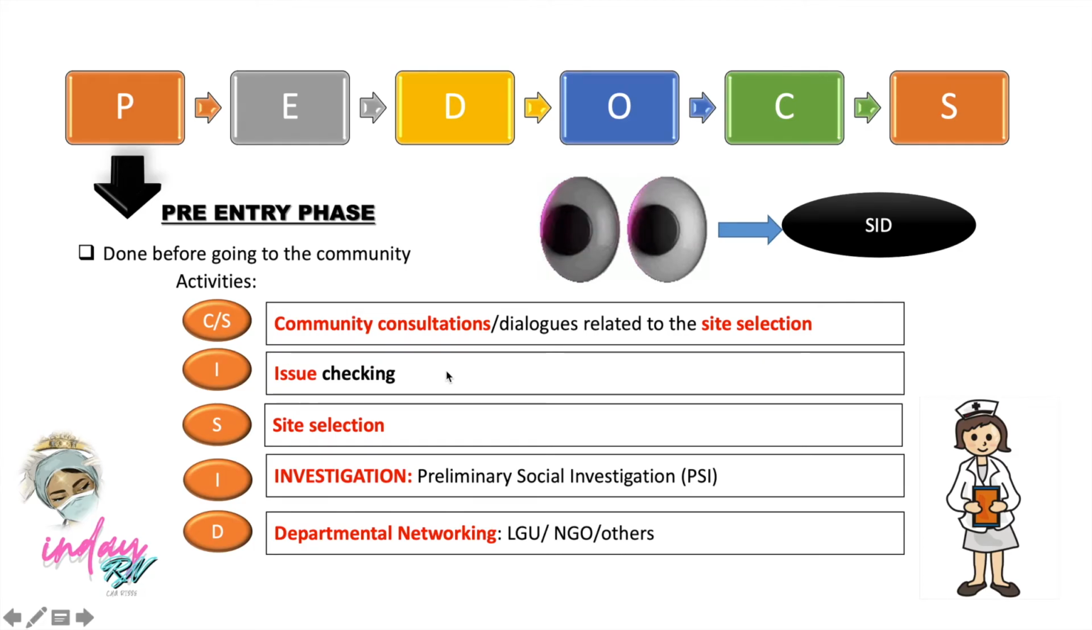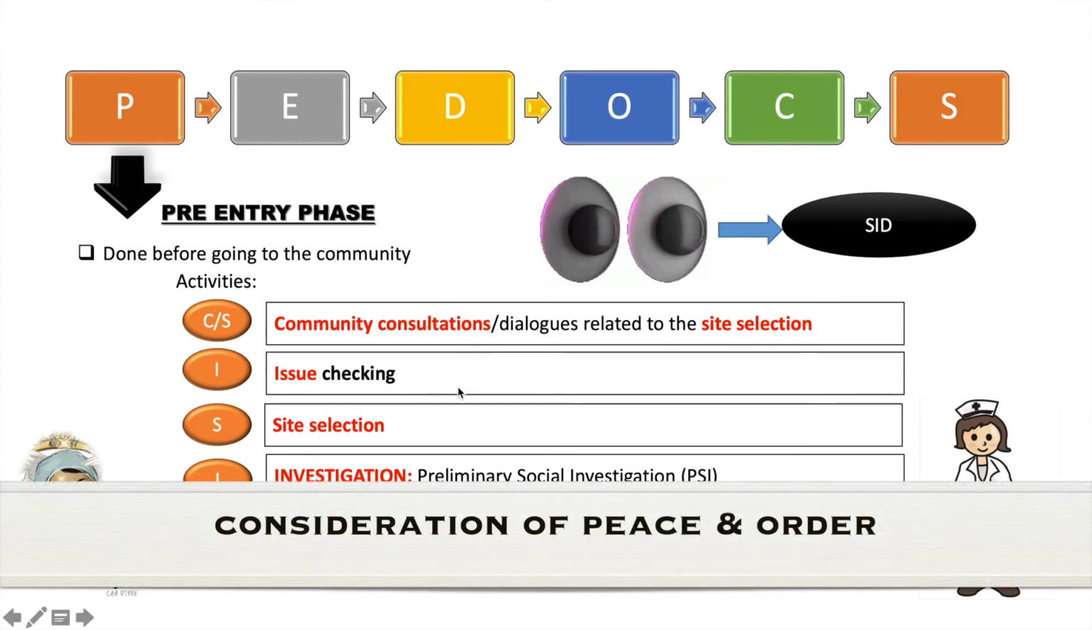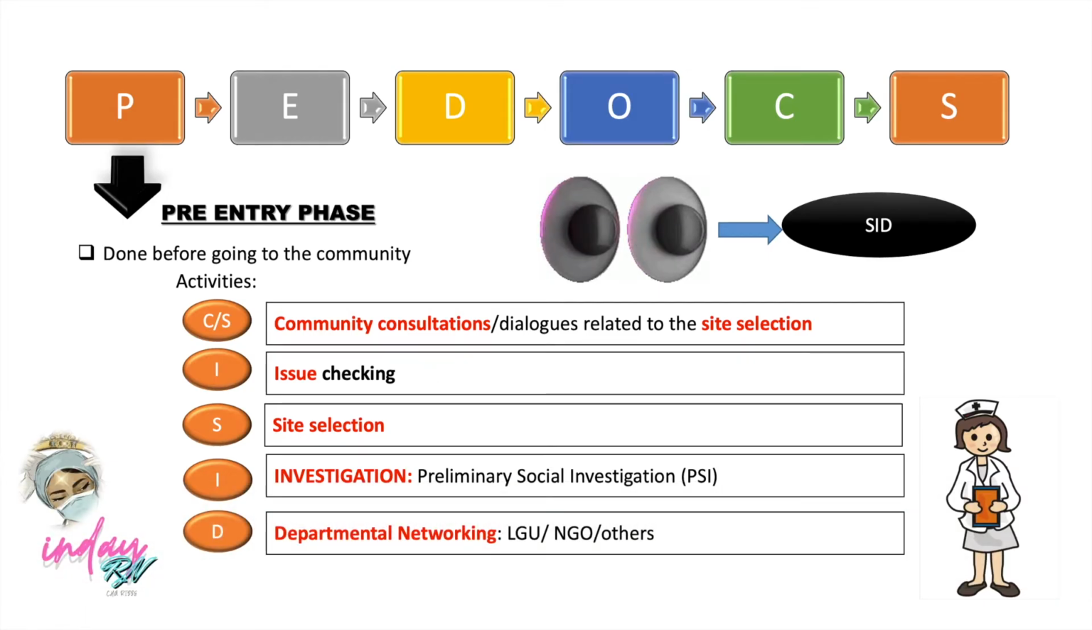Is this community having a problem with mobility, like transportation going to the health centers or the nearest hospital? Okay, next one here in the issue checking: is the community poor in health status? You need to check those also. And is the area having peace and order? Of course, you also need to check for your safety as the facilitator. The community that you choose should have good peace and order.